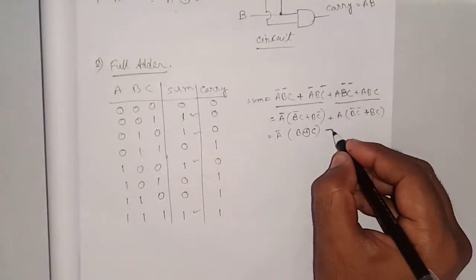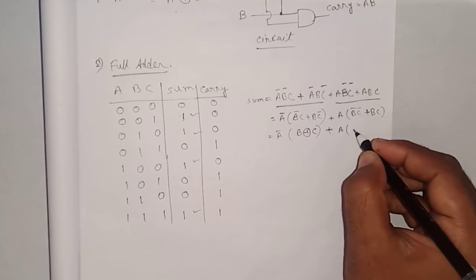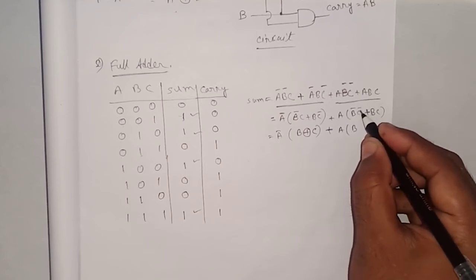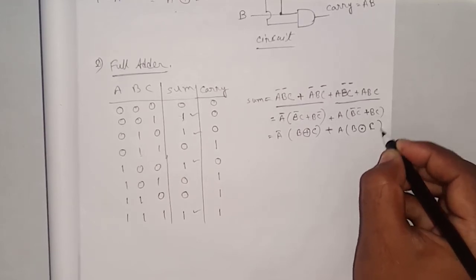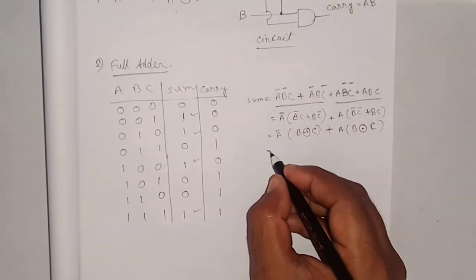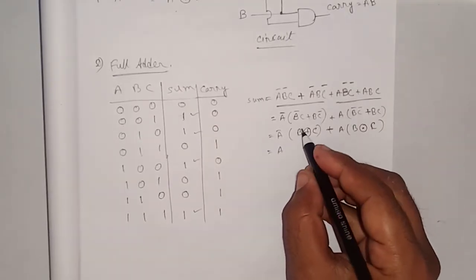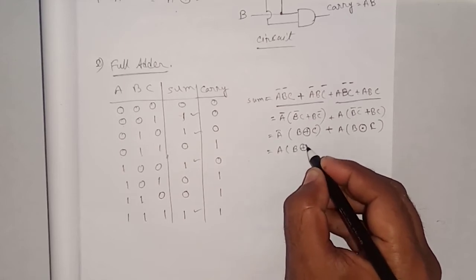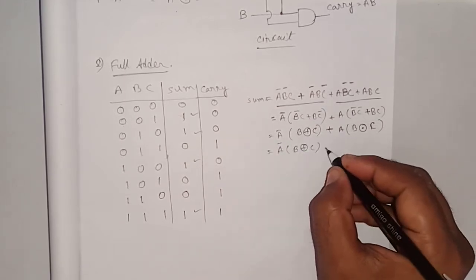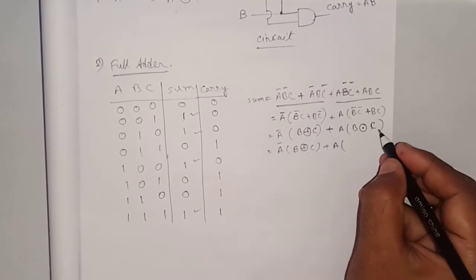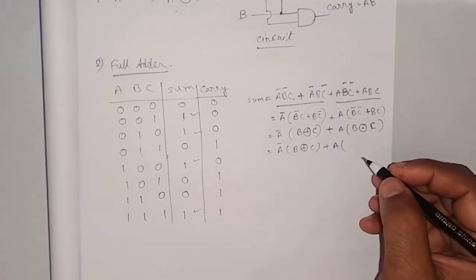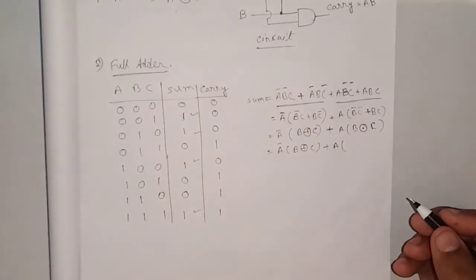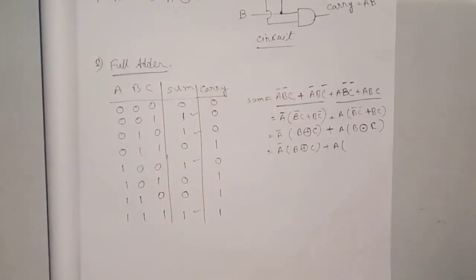And A times B bar C bar plus BC means B XNOR C. Now again, A bar times B XOR C plus A times, we know that the complement of the XOR gate is the XNOR gate.